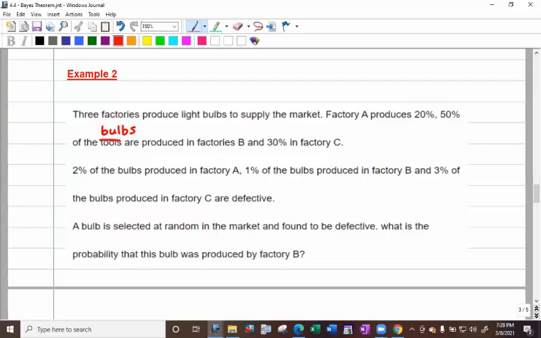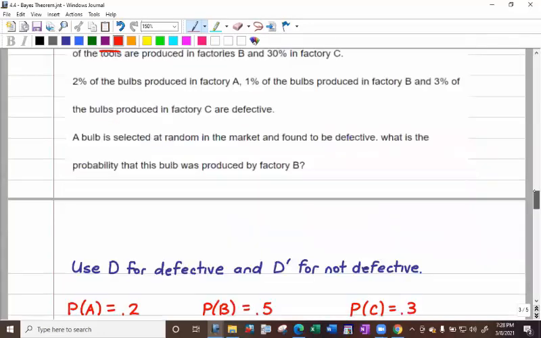All right, so it's telling you 2% coming from A. In other words, the probability the bulb is defective is 2% given that it came from A, 1% given that it came from B, and then 3% given that it came from C. Now, let me get the tree constructed, then I'll come back up here and read the actual question.